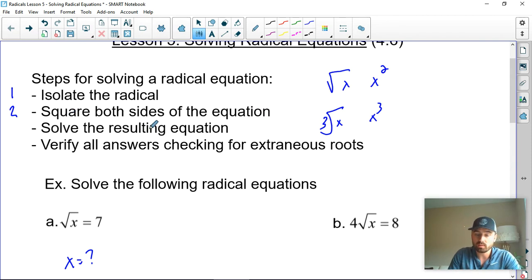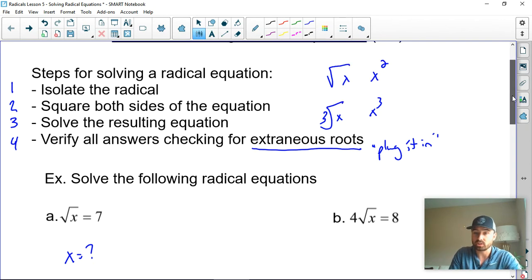Step 3, we're going to solve just like a regular equation, and then 4 is our check. We're going to verify all answers, checking for extraneous roots. That basically means sometimes we might get an answer that's not actually true. So this is where we plug it into the original equation to see if it's actually true.